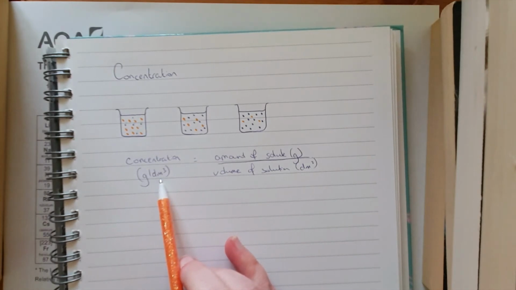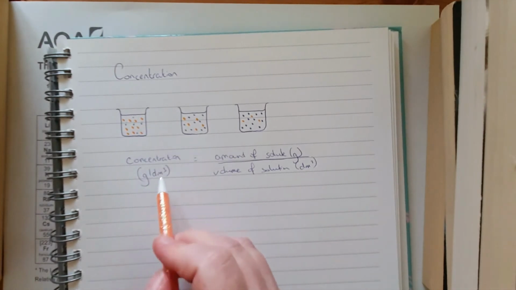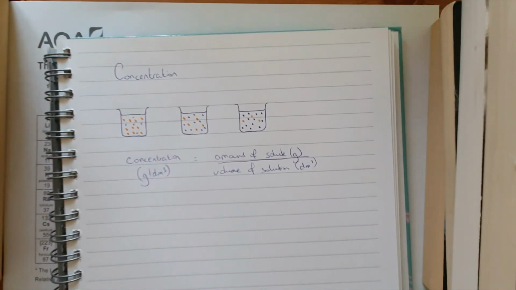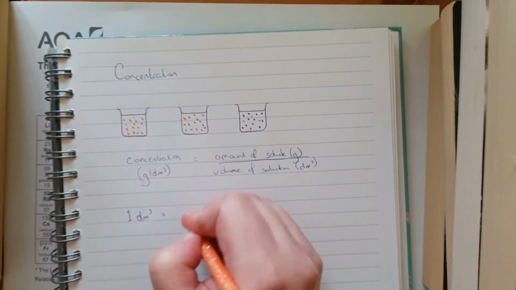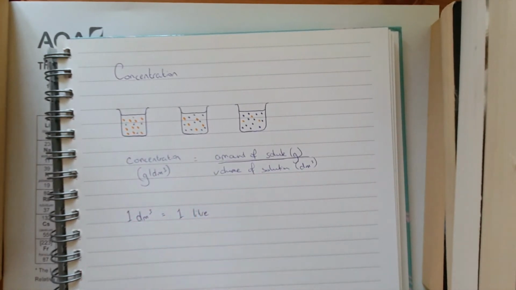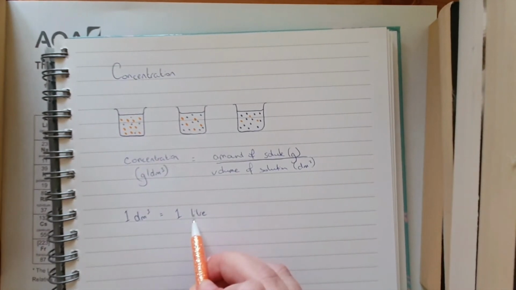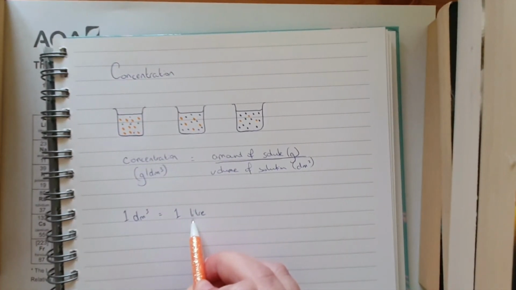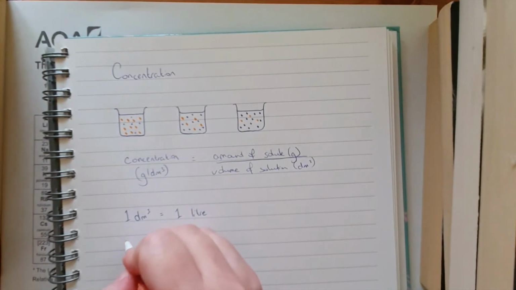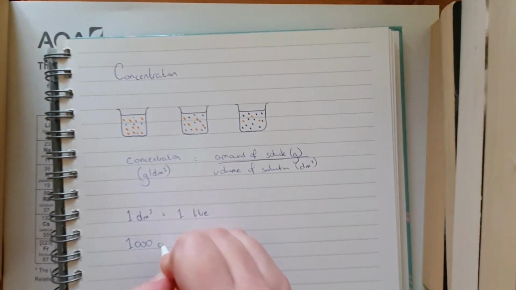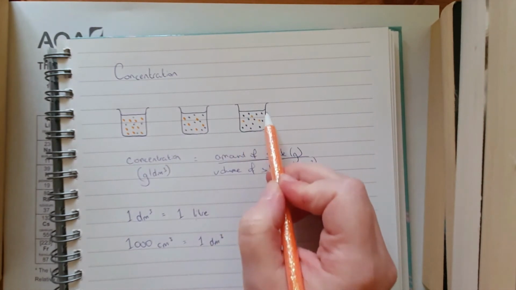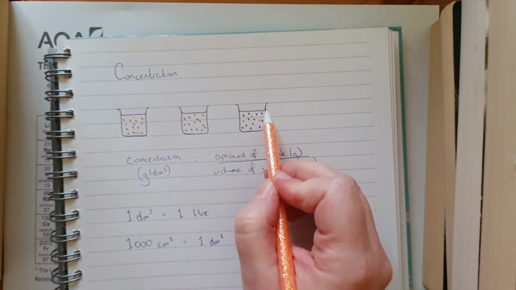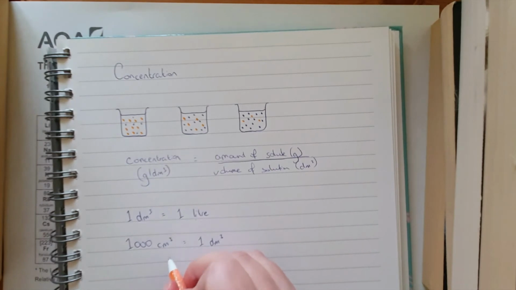Decimetres cubed. Decimetres cubed is a unit that we use in chemistry. And it's the same as 1 litre. Because I think this is probably how you would understand it. Now 1 decimetre cubed is the same as 1,000 centimetres cubed. So if I knew that my drink was 25 centimetres cubed, it's a tiny drink.